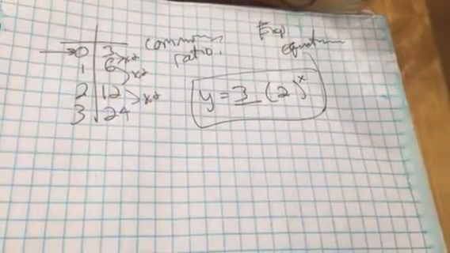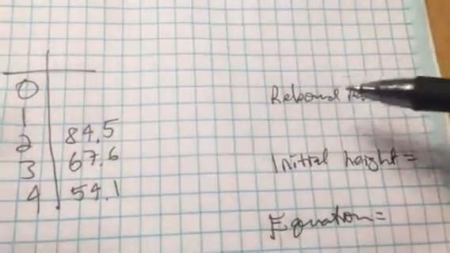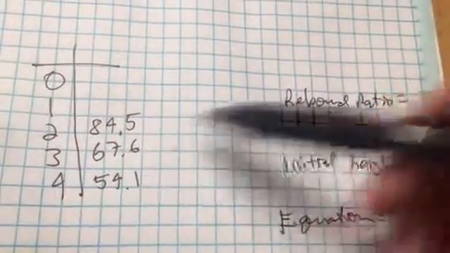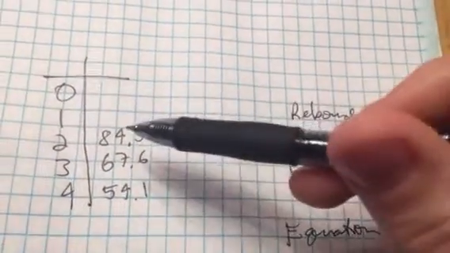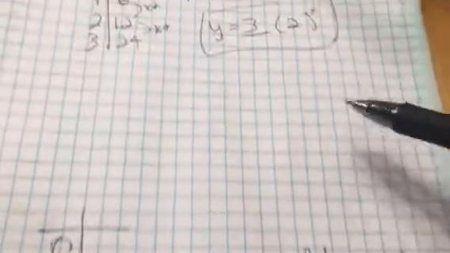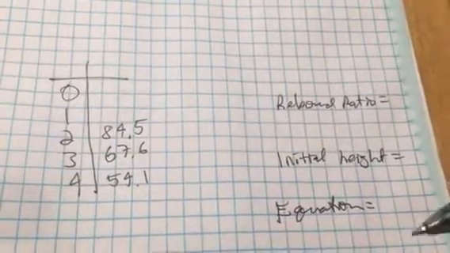So now you're going to give a shot on B19 here. They give you this table here, okay? And you're going to find the rebound ratio. So what is it multiplying by each time? Rebound ratio. Initial height, see if you can figure out, going backwards, what the 0 term was. And then the equation using the same process that we did up here. So go ahead and do that. Okay, so let's check this out.